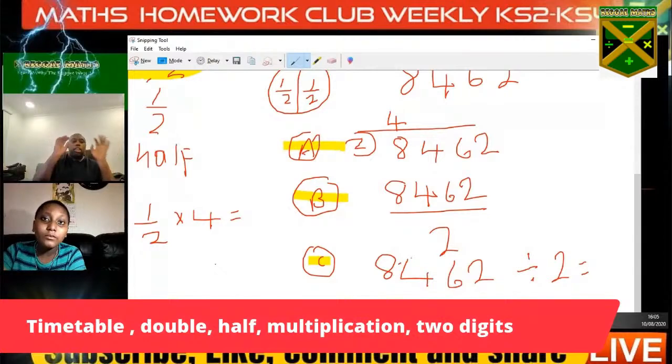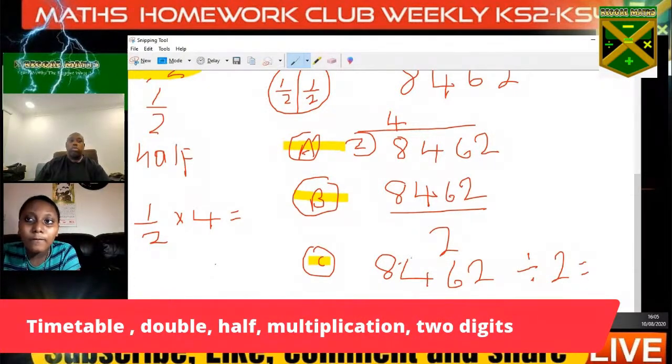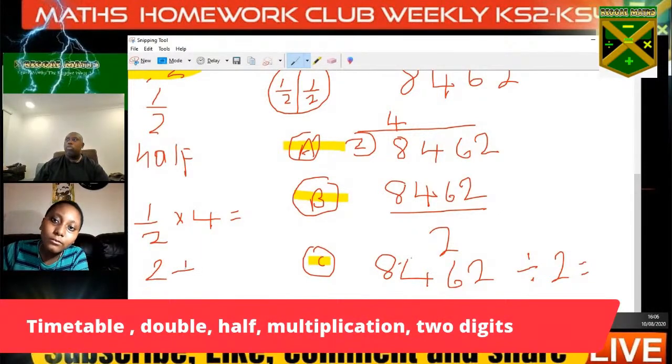Right. Another way you're going to think about this. What 2 numbers can I add together to give me 4, which are the same? What 2 numbers? What is 2 plus 2, Denzel? 2 plus 2 is 4.